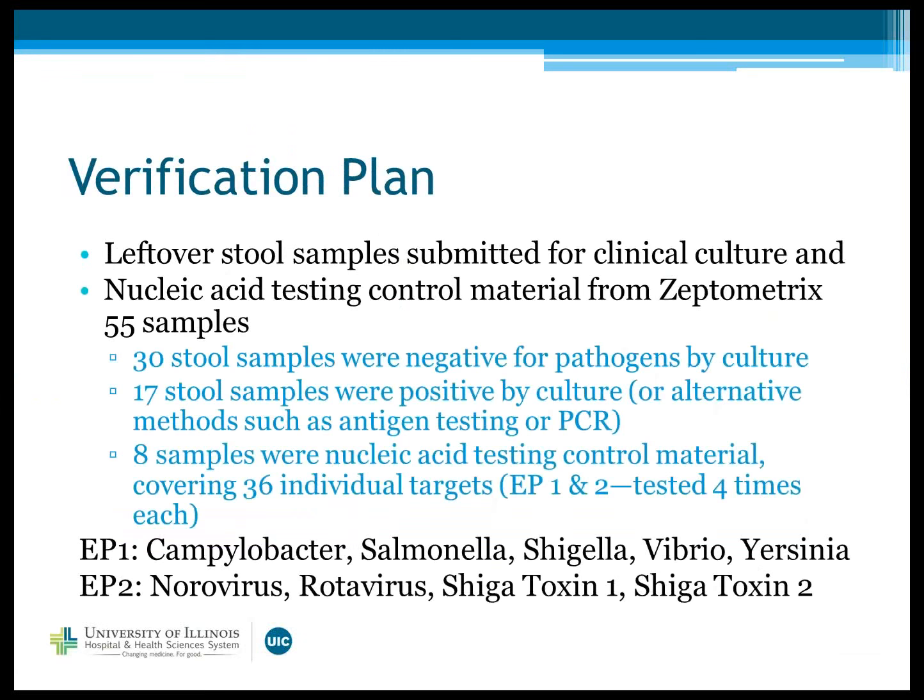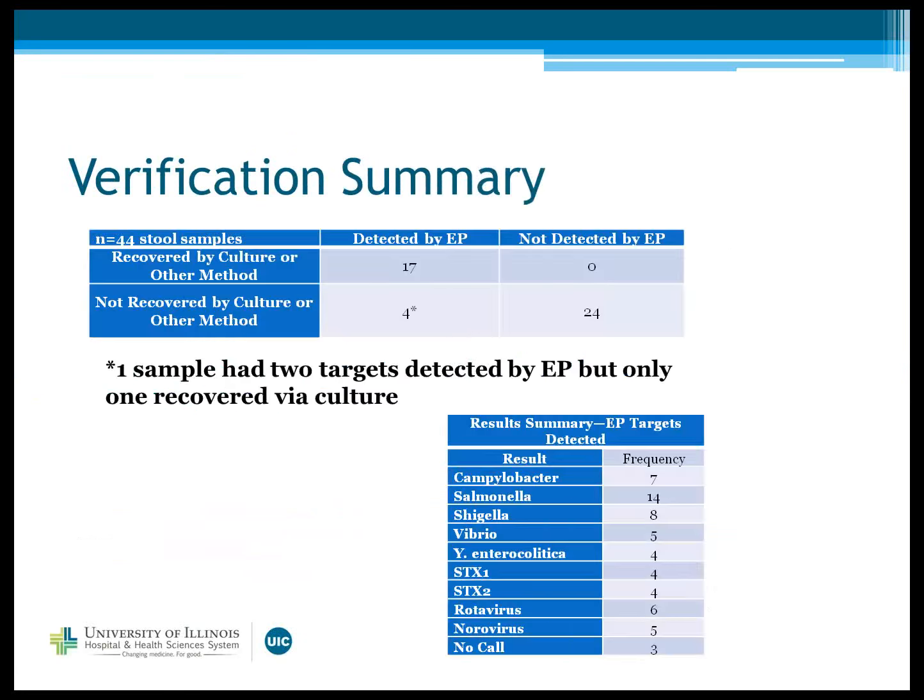So in terms of our evaluation and validation plan, we used both leftover stool samples from clinical culture and control material from a Zeptometrics panel. We wanted to run a significant amount of stool samples that were negative by culture to see if we could pick up pathogens that maybe we hadn't gotten by culture. And we also tested some samples that were positive by culture as well. And then ran the nucleic acid control material for targets, especially things that we knew we wouldn't have in our laboratory, like Shiga toxin, and we didn't have a Yersinia strain to test as well.